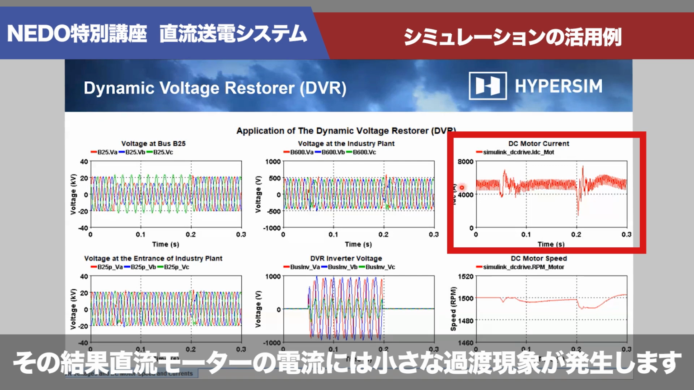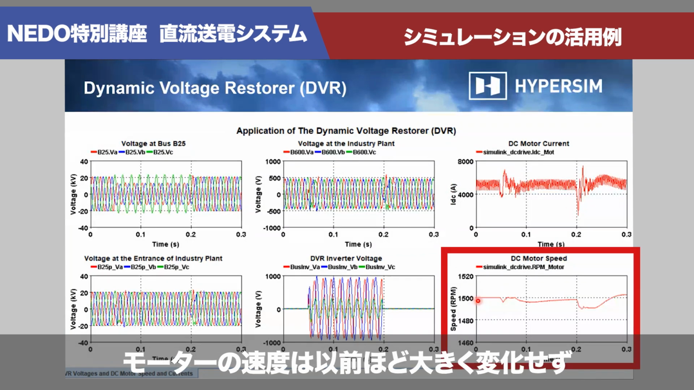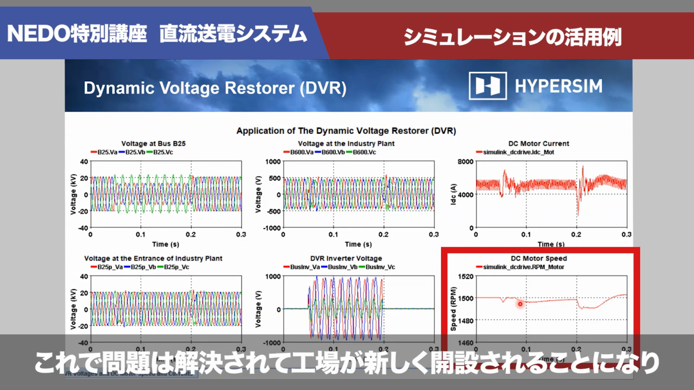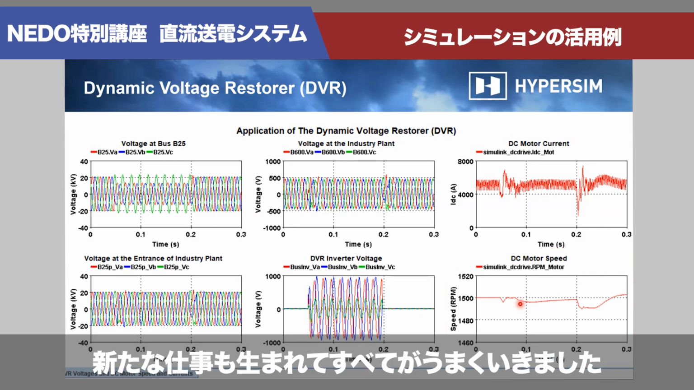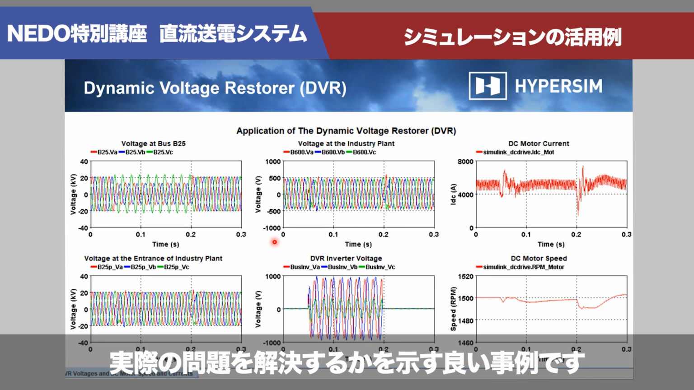And because of this, the DC motor current has a small transient, but still, even with that small transient over here, now the speed of the motor doesn't change as much as before, and hence the factory can sustain a two-phase fault. So the problem is solved, and now everybody's happy. We'll have a new factory, there will be new jobs, and everything is good. So this is to show how a good simulation tool can help solve real-life problems and fix them.